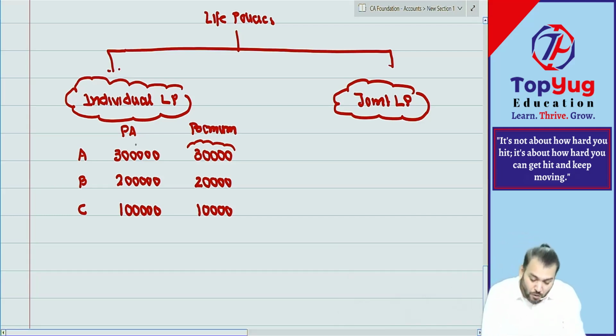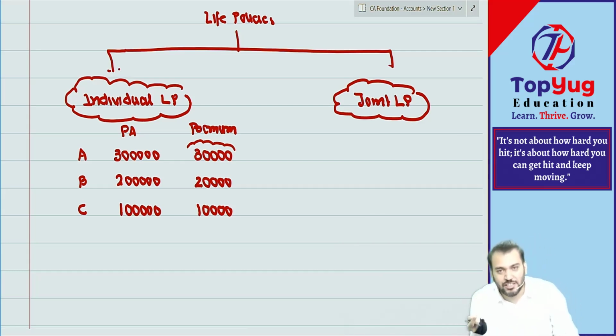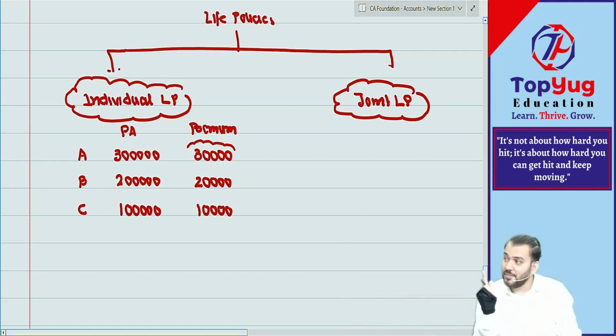Can I say that on maturity or on death of a partner, whichever is earlier, the policy amount is receivable? Once again, on maturity, suppose the policy was taken for 10 years. So on the expiry of 10 years or on the death of any partner, what amount is receivable? The policy amount is receivable. Does this policy amount belong to A or ABC? ABC. Correct, because this premium is paid by the partnership firm.